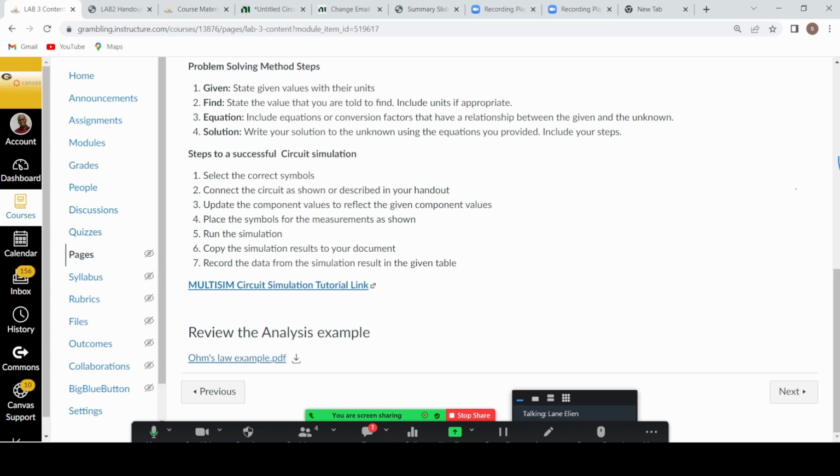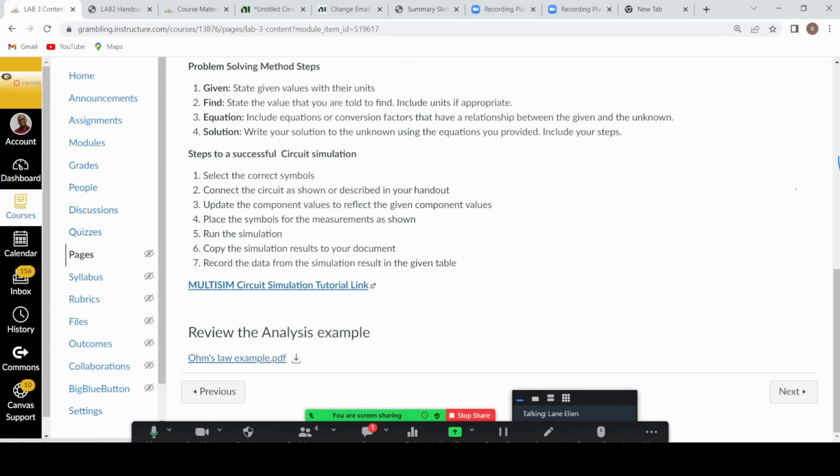So when you select your components like your resistors or your battery, you need to update the values with the values that you are given. Step 4, place the symbols for measurement as shown. So you need to put the voltmeter, the ammeter, so that you can obtain the right measurements. Step 5, run the simulation. Step 6, copy the simulation results to your document. Step 7, record the data from the simulation results in the given table. Okay.